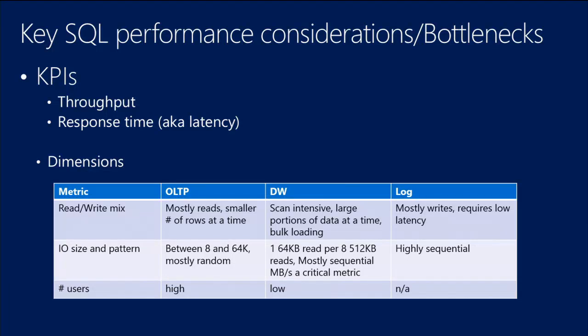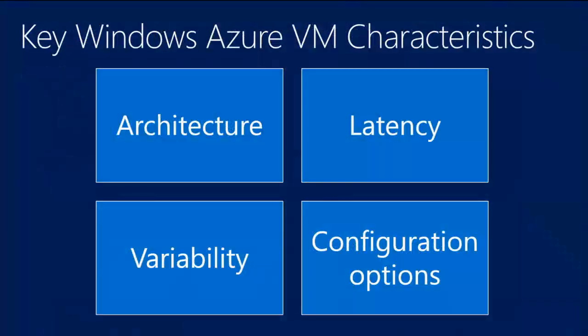And then for the log file, obviously it's mostly writes. It benefits from having the lower the latency, the better. So typically you'd want to put your log on a fast disk write. So what do you do in a VM? And they tend to be highly sequential. So that's, at a very high level, the type of workloads we're dealing with and what we really care about.